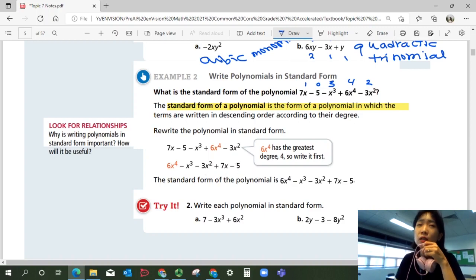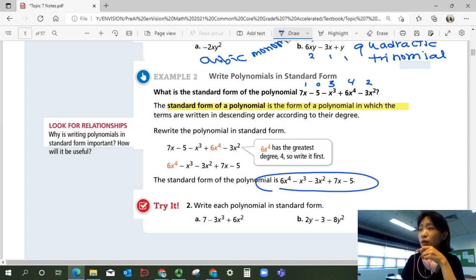What if there are terms that have the same degree? Then look at your variable and see which comes first alphabetically. So if the degrees are the same, you usually put x first and then y next, okay? And the standard form of the polynomial here would be 6x to the 4th power and so on, okay? Let's look at try number 2, write each polynomial in standard form. See if you can do it by yourself. Pause the video, come back when you're ready for it. All right, did you get it?